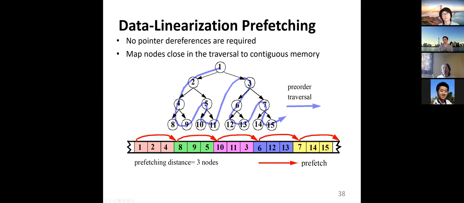What's the beauty of that? If you can map nodes close in the traversal to contiguous memory, I'm back to my array. It essentially looks like an array now. So if I can convert it into this linear form, that allows me to prefetch much more efficiently. And why is it better than the previous approach? There is no need to store pointers, no need to do dereferences. Everything is explicit. The previous approach tried to have this history pointer, but this makes it explicit. This says, well, you don't need to store them, just make it linear. If it's so stable, make it an array, essentially, linearize it. Let's call it data linearization prefetching. Okay, does it make sense?